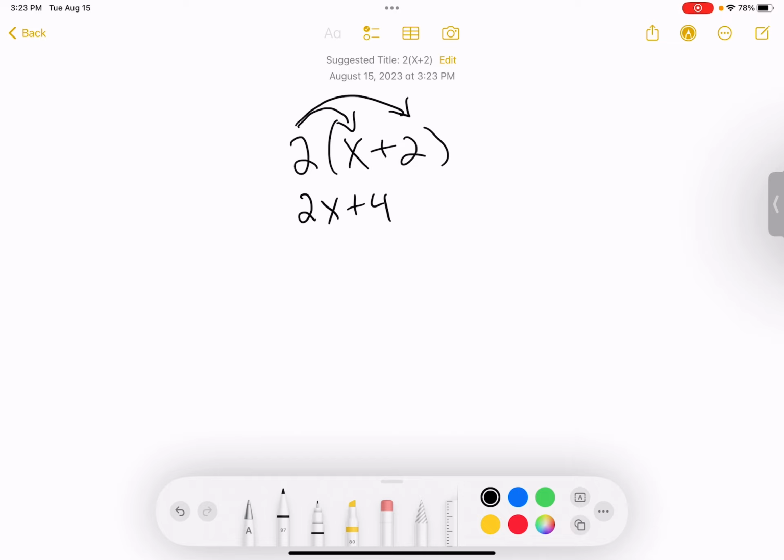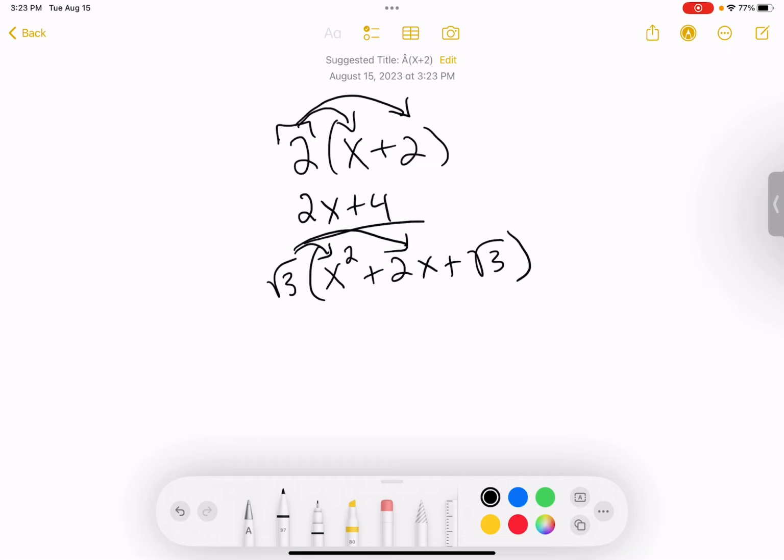Okay, but what if the coefficient in front wasn't so nice? What if instead it was the square root of 3? If I'm going to go ahead and distribute that in, you just do it like normal. Make sure you multiply it to everything.